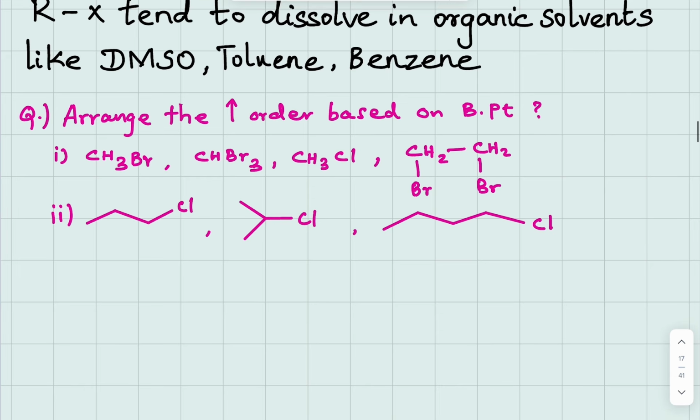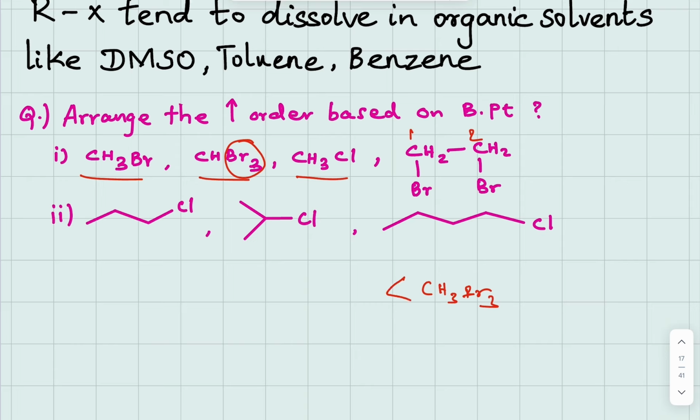So now here I'm showing some practice questions. Arrange in increasing order of boiling point. So in the first case I have methyl bromide and this is bromoform, where 3 bromine atoms will be present. Here I have methyl chloride and this is the vicinal dihalide of bromine, the 1,2-dibromoethane system. So which one has the highest boiling point here? Here I have 3 bromine atoms present. Obviously this has the highest boiling point.